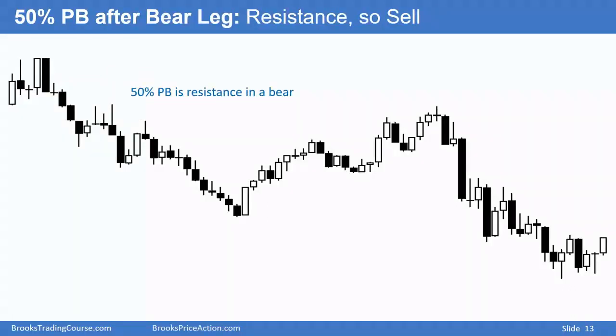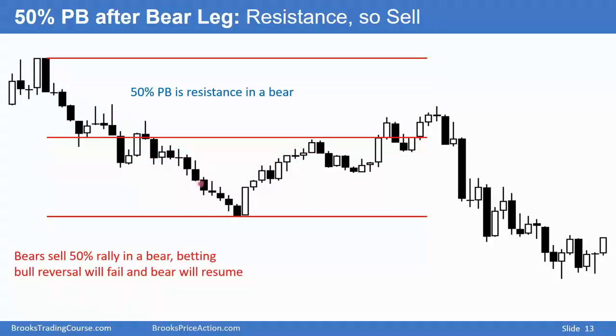50% pullback in a bear trend is resistance. Here's a bear trend. This is 50%. Bears will sell a 50% rally. They'll place a limit order to sell using a stop above the top of the bear trend. If they do not get filled, they'll sell on a reversal down. Here we went above 50%. They'll sell on a reversal down.